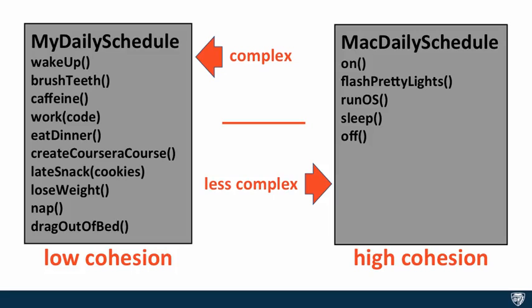In my schedule, there are things that are conflicting with each other. You know, working in code at work, eating dinner, creating a Coursera course, a late snack with cookies, and losing weight are all very conflicting things. They don't really 100% belong to each other. So therefore, the schedule makes it a little bit more complex to deal with. Of course, it also makes it more fun to deal with as opposed to the boring computer, but computers are good at being boring, not so much human beings. So the low cohesion is what's making our daily schedules as human beings complex.